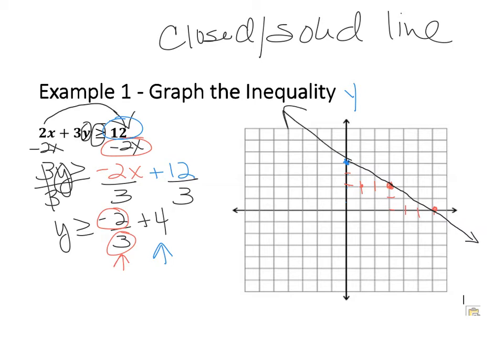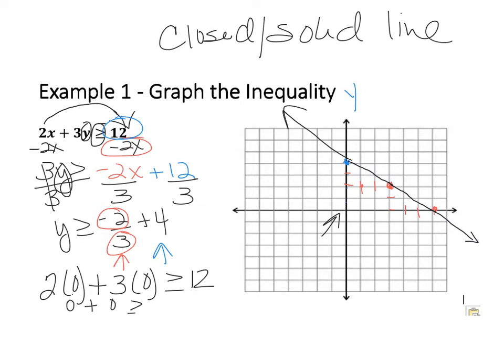All right, step 4, I'm going to choose a test point. And that's an ordered pair that is not on my line. So I'll just choose 0, 0 here, and I'm going to substitute that in. So my x-coordinate is 0, and I'm substituting in my y-coordinate of 0. Alright, and when I simplify that, 2 times 0 is 0, 3 times 0 is 0, 0 is greater than or equal to 12.